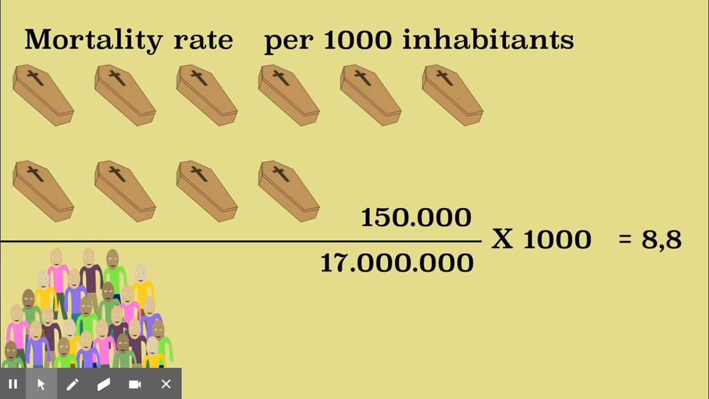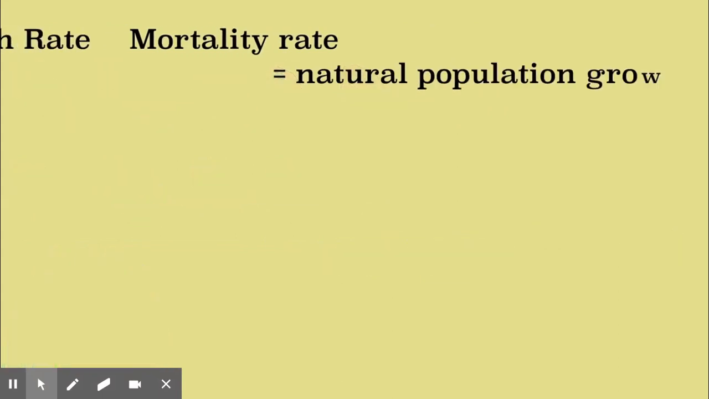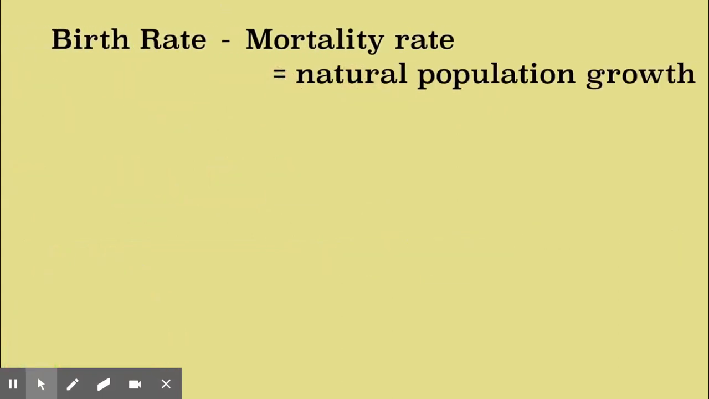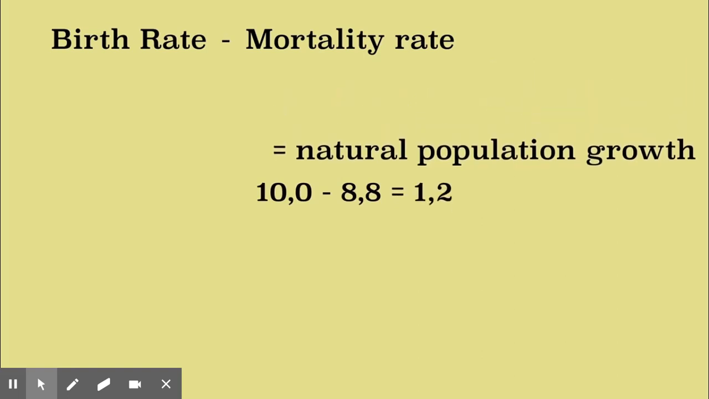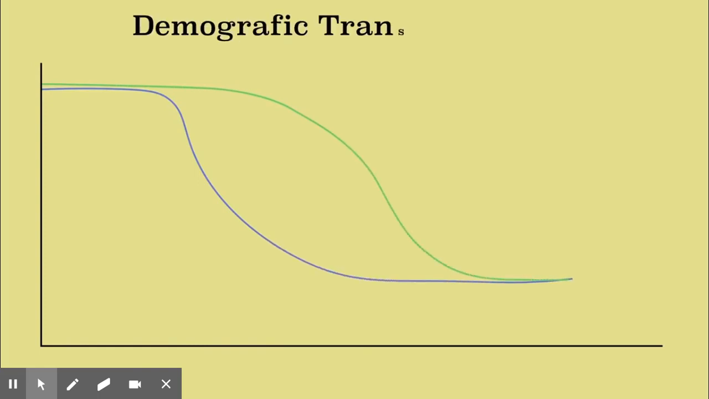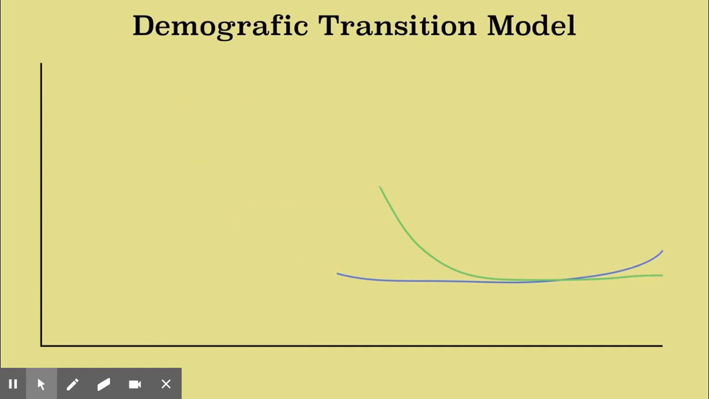The natural population growth is the difference between the birth and the mortality rate. 10.0 minus 8.8 is 1.2. The natural population growth in the Netherlands in 2016 was therefore 1.2. The birth rate and the mortality rate show us a lot of development in a country, because they develop over time. We can show this development in the demographic transition model.